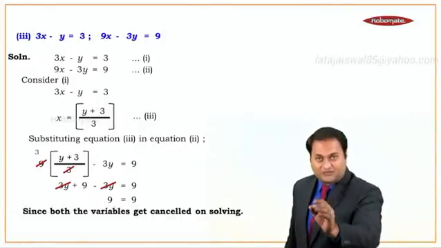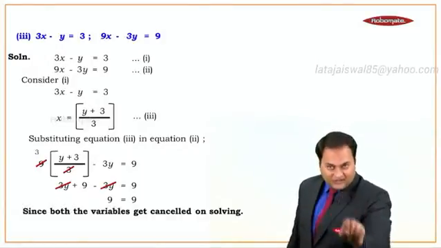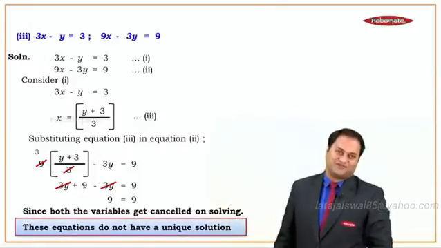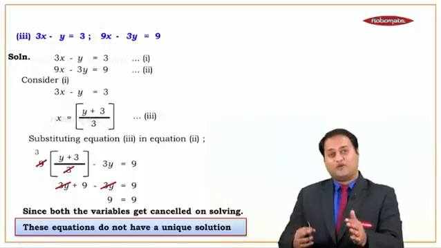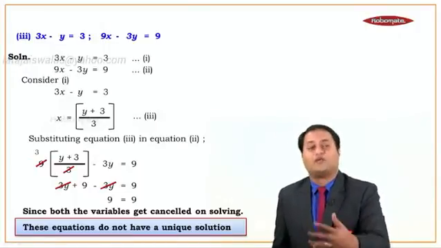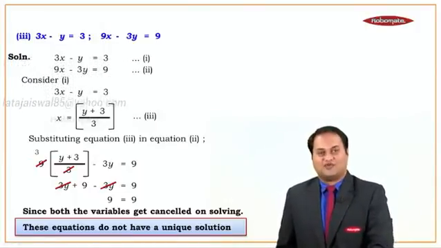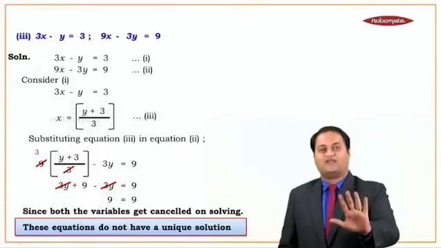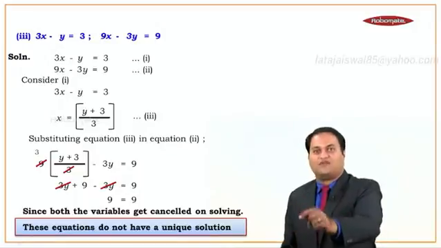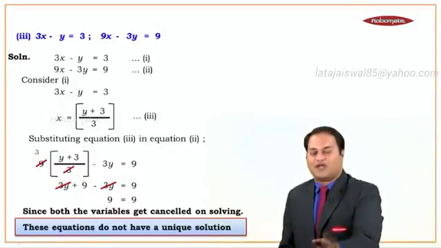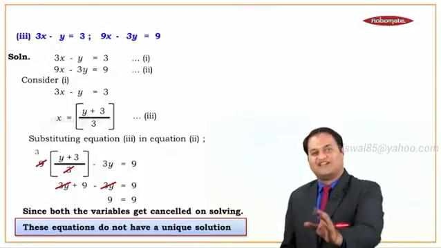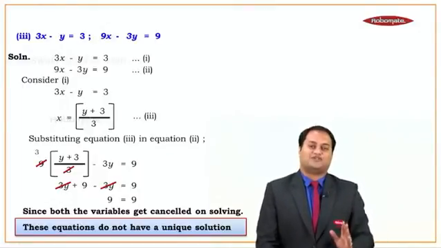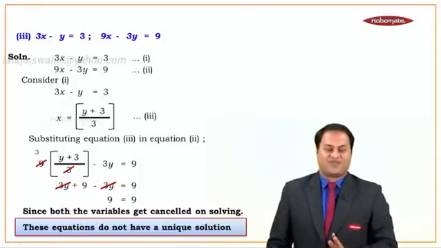Now in such type of sums, if you get something like this, the conclusion that you need to write is these equations do not have a unique solution. So what do these equations have? If they don't have a unique solution, then what? You will understand this once we start with the concept of something called consistency. So you'll have to wait till there. As of now, just understand when you get something like this, 9 is equal to 9, the variables getting cancelled, just write a conclusion. These equations do not have a unique solution. As simple as that. Okay?